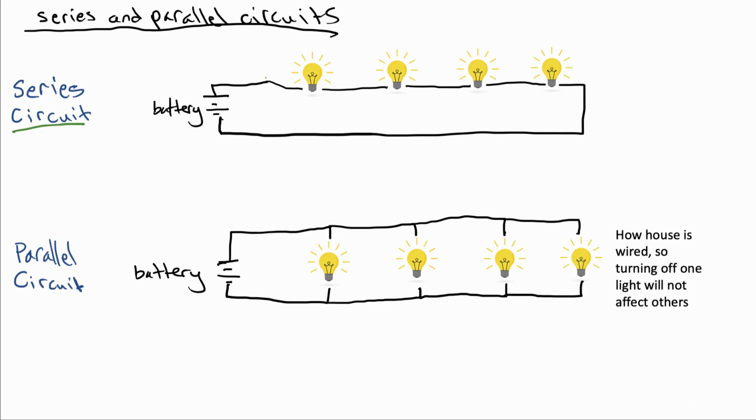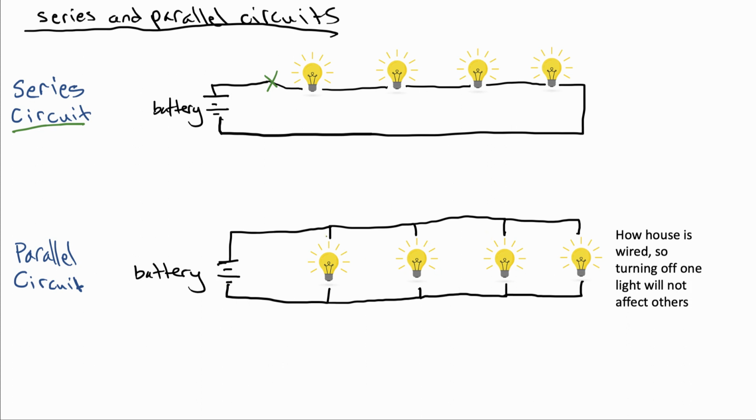The disadvantage is that if I had a switch in here and I turned it off here, then it would turn off everything down. It would cut the flow of electricity. And then down here is a parallel. Again, here's the battery, and it could be the AC outlet too. But now everything is side by side with the battery, and we call this a parallel arrangement.